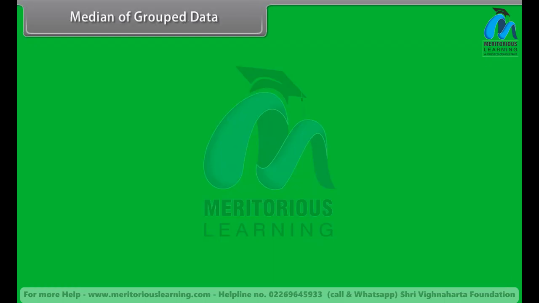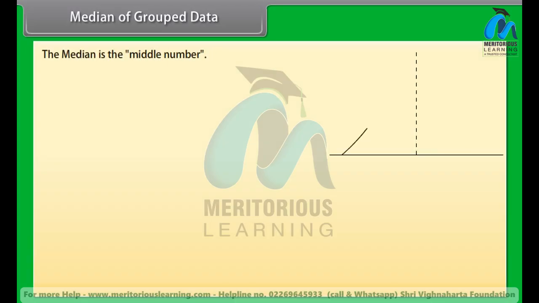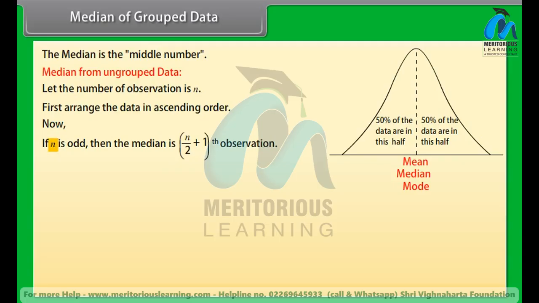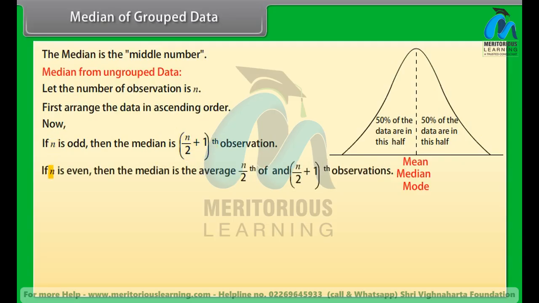Median of grouped data. The median is the middle number. Median from ungrouped data. Let the number of observations be n. First, arrange the data in ascending order. Now, if n is odd, then the median is the (n by 2 plus 1)th observation. If n is even, then the median is the average of the n by 2th and n by 2 plus 1th observations.